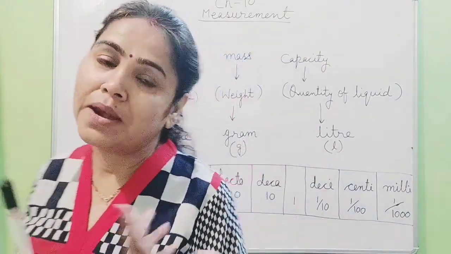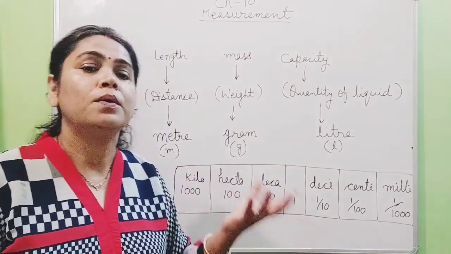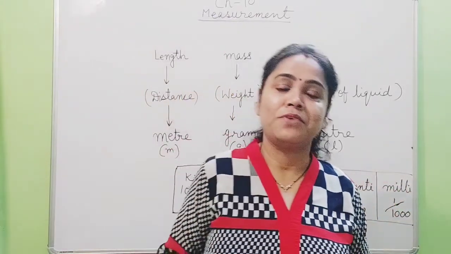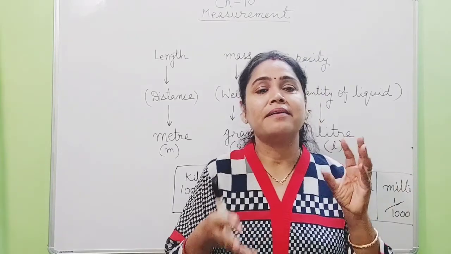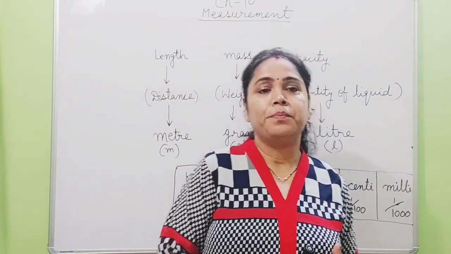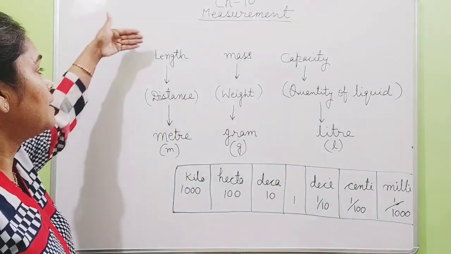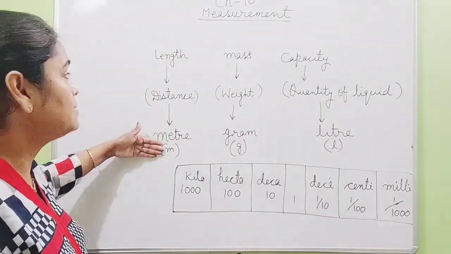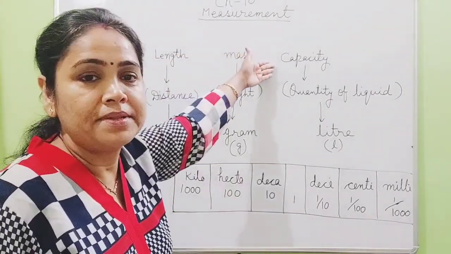So always we are not measuring only one type of length or only one type of weight. Sometimes we have to measure the weight of an elephant, or sometimes the weight of an ant. So accordingly we are trying to find different units. Once again I am repeating, the basic things which we are measuring are length, mass and capacity. Their standard units are meter for length, gram for mass and liter for capacity.